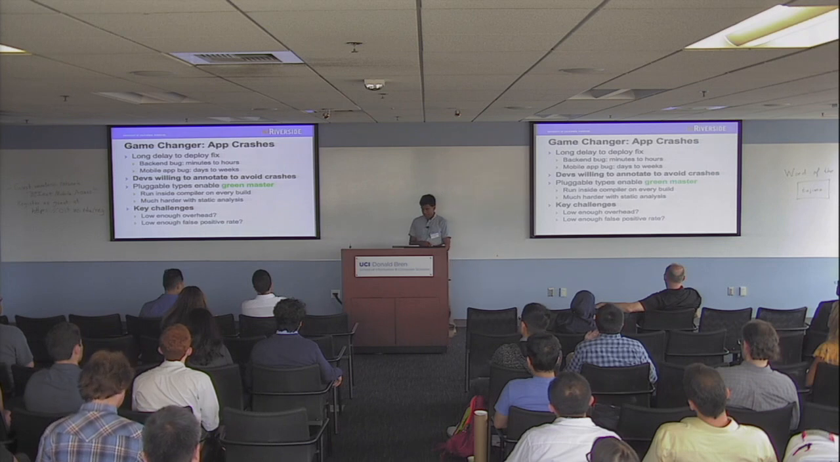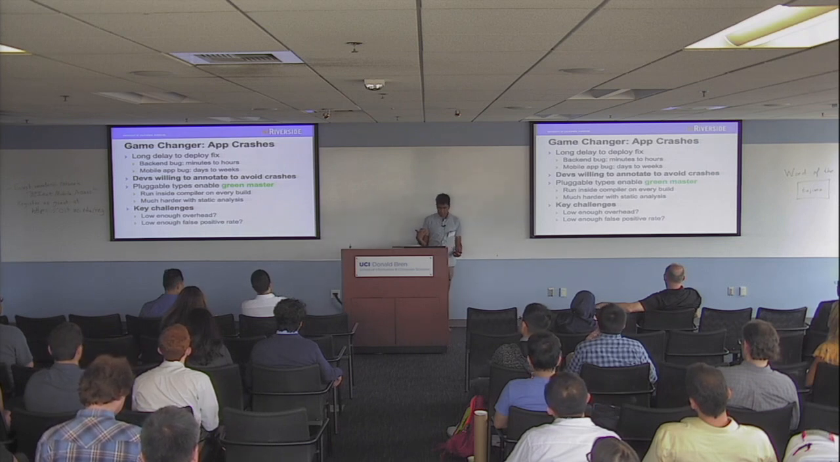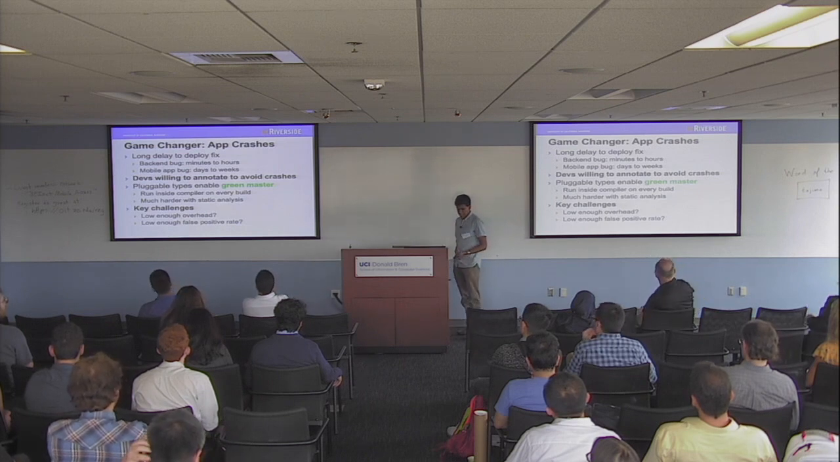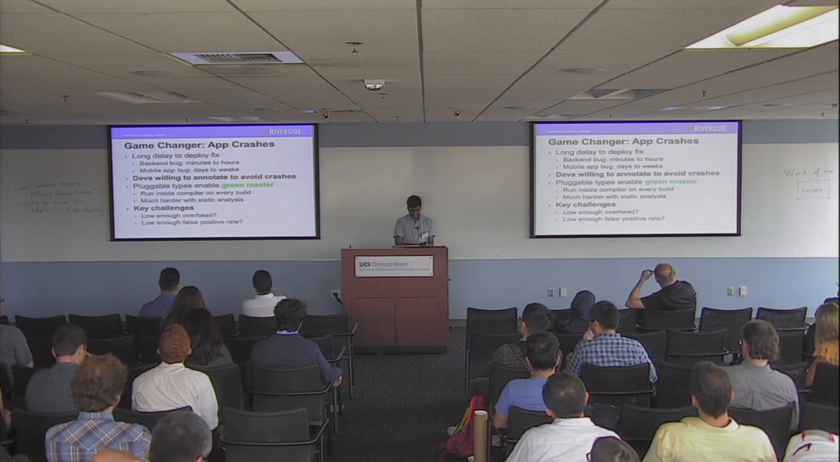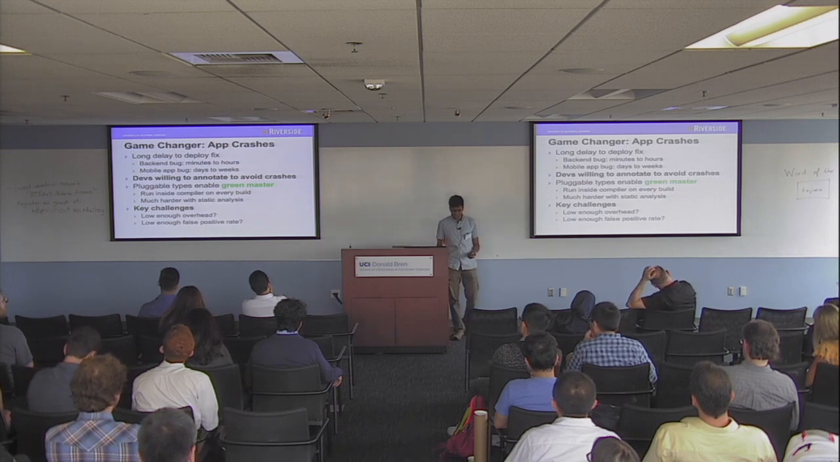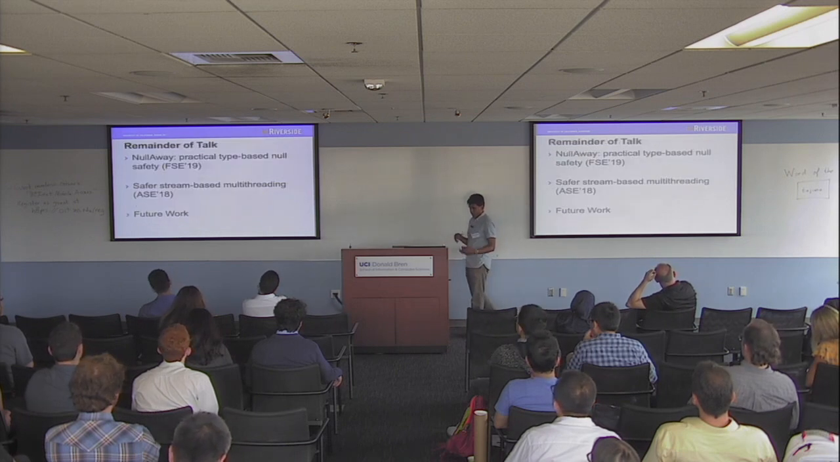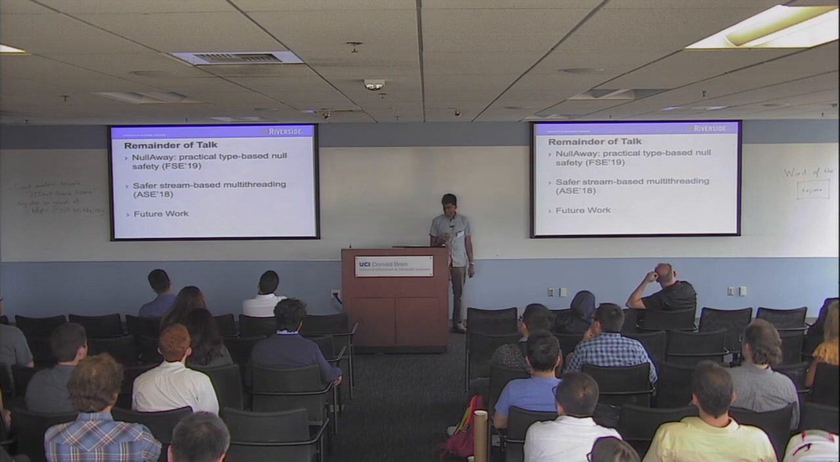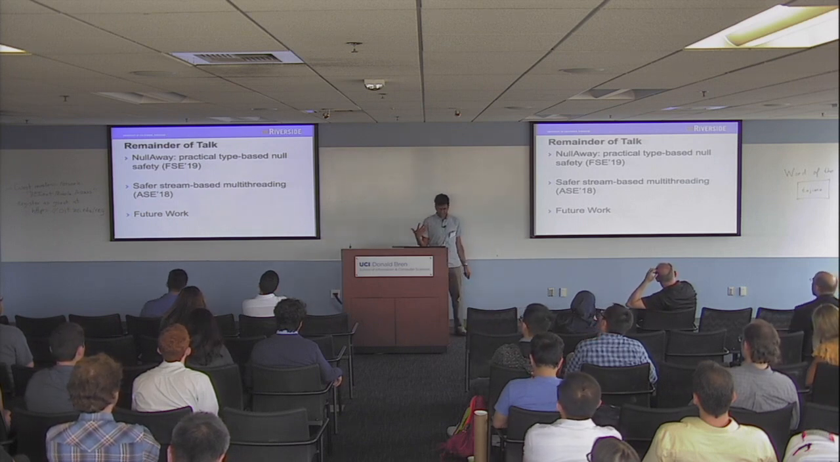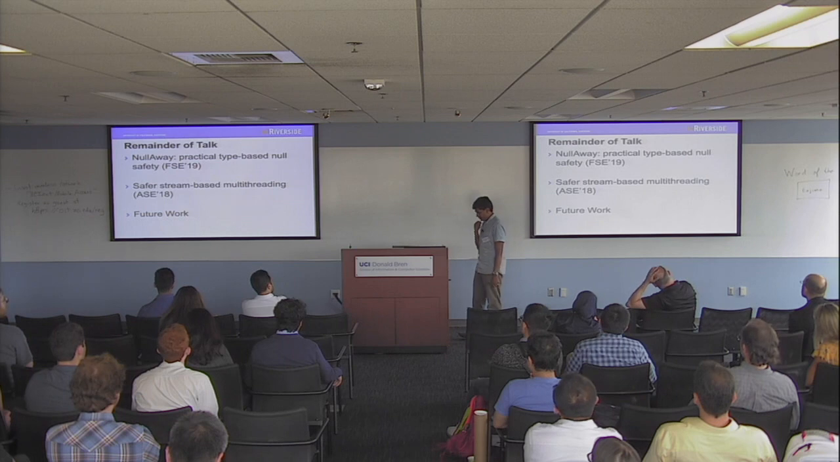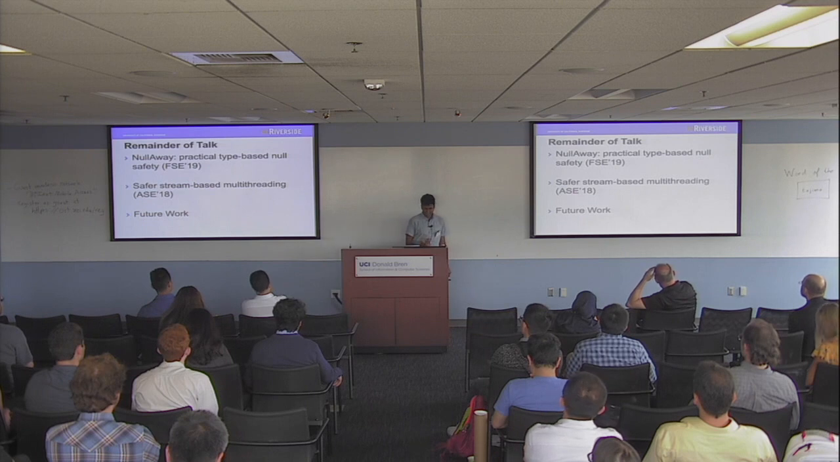So there are some key challenges in making pluggable types work for real. Can you get the overhead low enough so that you can get feedback to developers very quickly? And can you get the false positive rate low enough that it's tolerable and it's sort of seen as a win for the developers? So I'm going to talk about some of the experience that we had at Uber deploying pluggable type systems that actually do run on every single build of say, the mobile application code. So I'm going to talk about NullAway, which is a more practical type-based null safety system. And if I have time, I'll also talk about pluggable types for safer stream-based multithreading. And finally, I'll conclude by talking a little bit about future work.